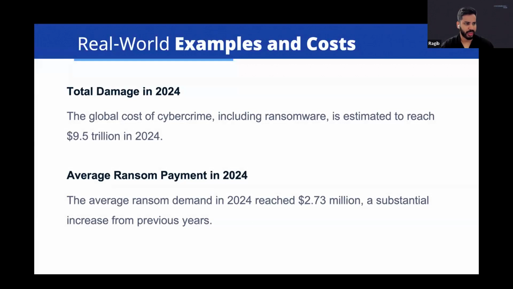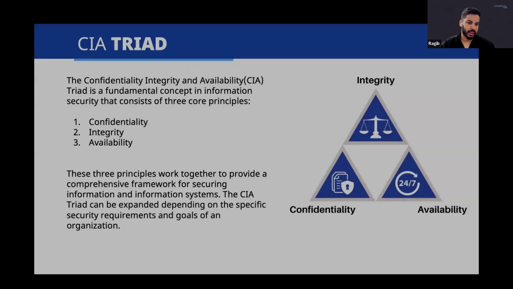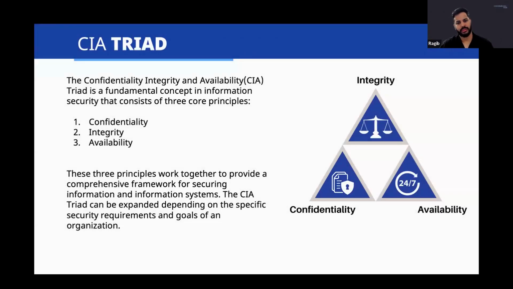Again, just the cost itself. Total damage in 2024 is estimated to be around $9.5 trillion. And that is a lot of money. And on average, ransomware payments were around $2.7 million, right? That has increased from previous years, and it's probably increased this year as well, right? All right, so now let's talk about the foundation of all cybersecurity, the CIA triad.